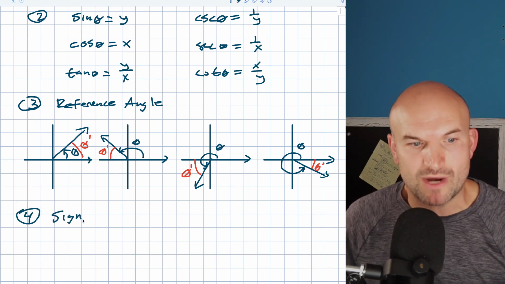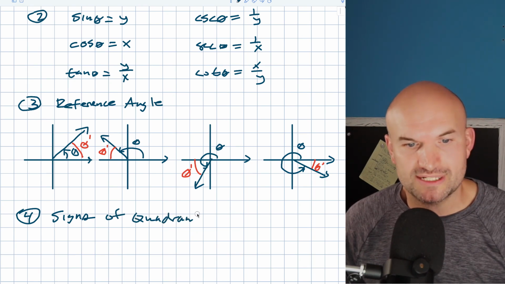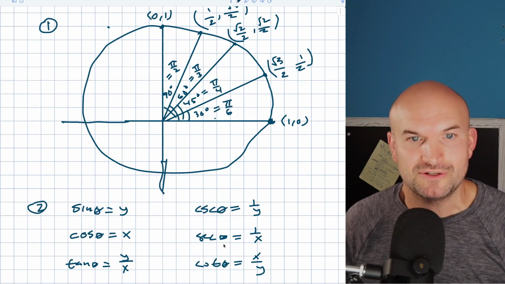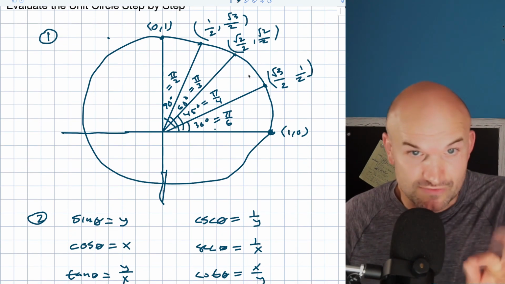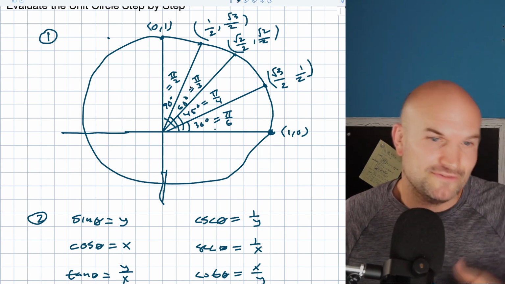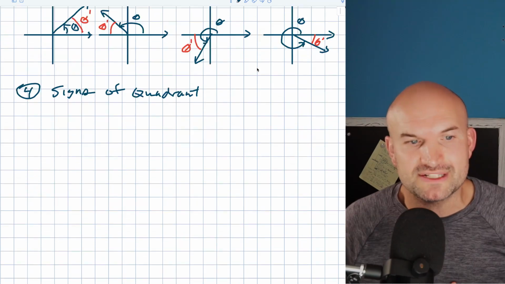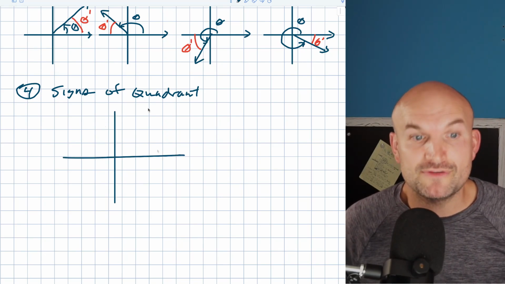The signs of the quadrants. All right. The reason why this is important is because when you want to evaluate on the unit circle, we can't just use the first quadrant, right? The first quadrant we are going to be using, right? But notice how these are all positive. And if you look in the other quadrants, you're going to have different signs. So let's go through a review of the quadrants.